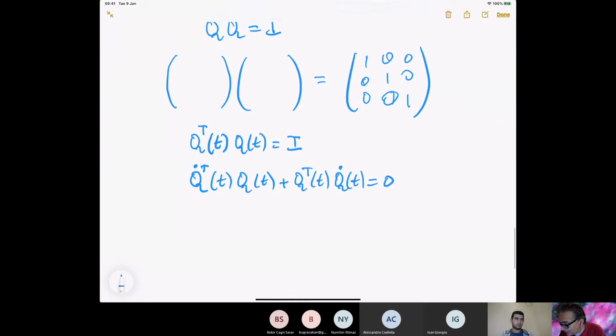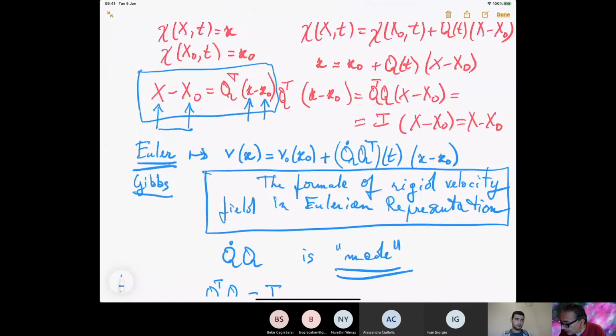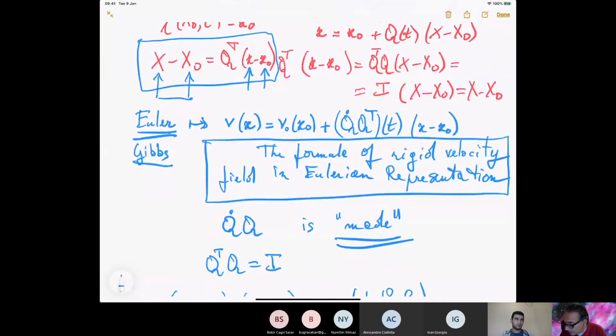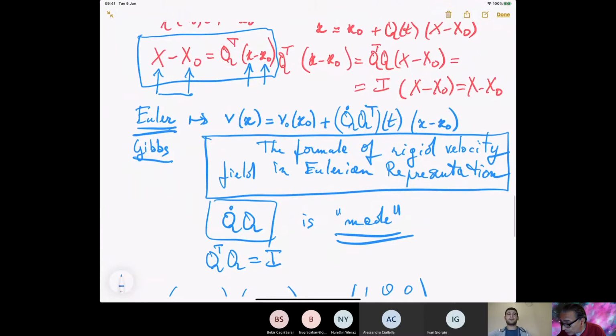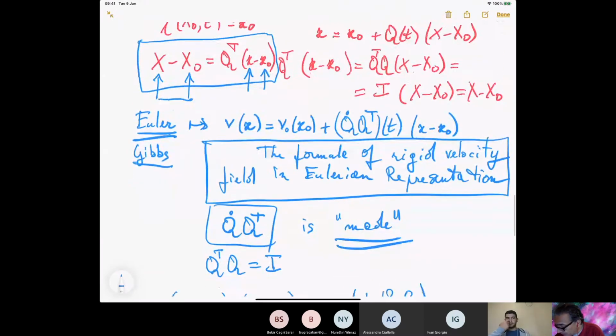So what I get that, remember that I need to understand what are the properties of Q dot Q transposed. Okay.